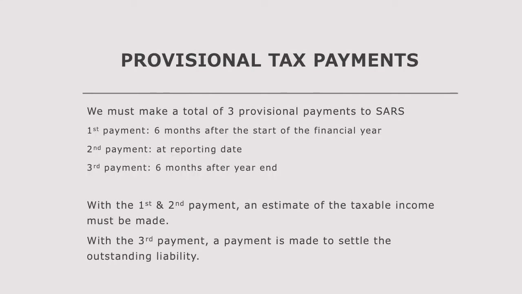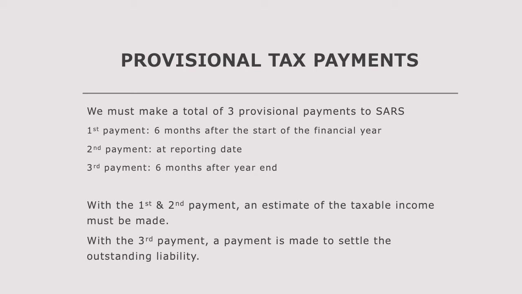We will now take a look at provisional tax payments. Now, in accordance with the Income Tax Act, we are required as a company to make a total of 3 provisional payments to SARS. Technically, you only need to make 2 provisional payments, and then the third payment is at your discretion. So the first payment needs to be made 6 months after the start of the financial year. The second payment will be made at reporting date, so at the end of the financial year. And then the third payment can be made 6 months after year end. Now that third payment is like a top-up payment.